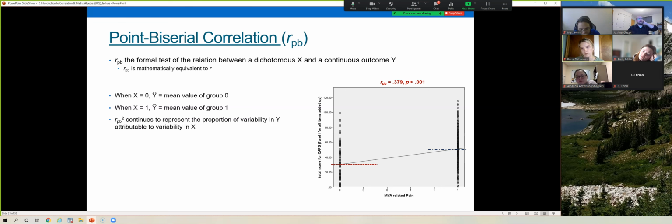What I can do with my point-biserial correlation, if I square it, is the same thing too: it tells me the proportion of variability in my continuous Y that's attributable to my categorical X variable. So in this situation, someone square 0.379 and tell me what you get.